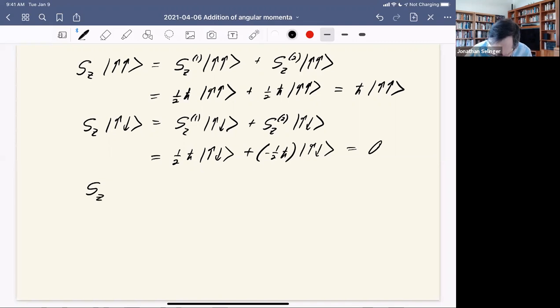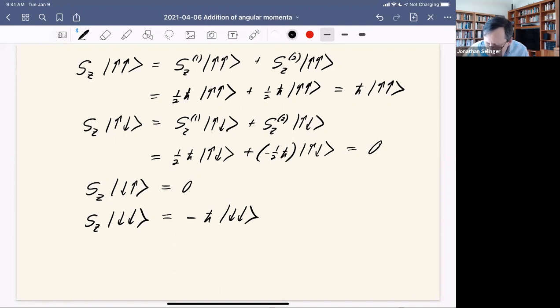Similarly, by the same story, SZ total acting on down, up is also equal to 0, right? It goes the same way. And SZ acting on down, down is negative h bar times down, down.